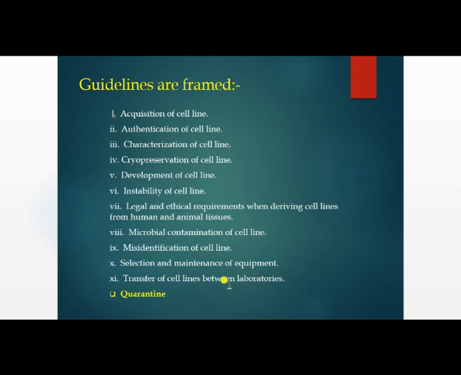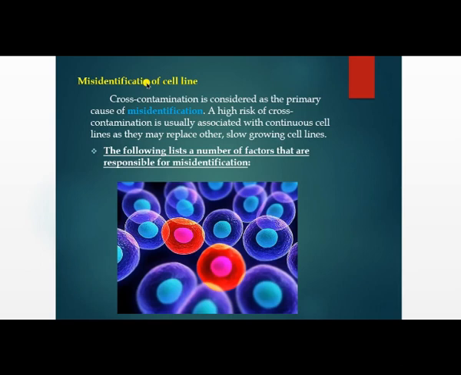Next is quarantine. Quarantine means what? Basically, whichever cells are contaminated, we keep them apart from non-contaminated cells. The next point is misidentification of cell line, which we will see in the next lecture.